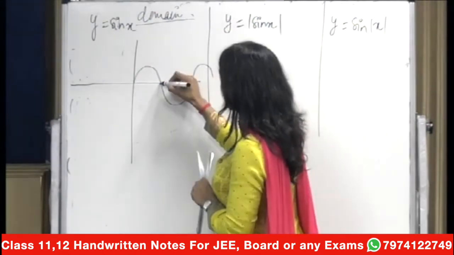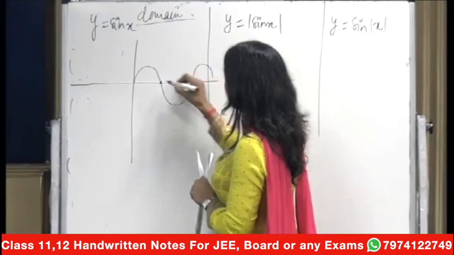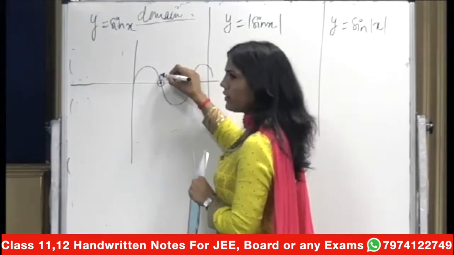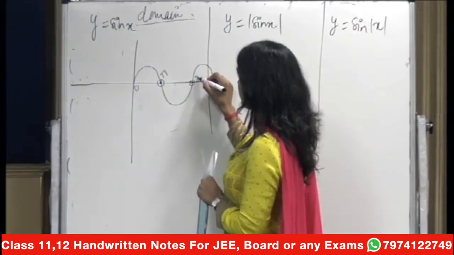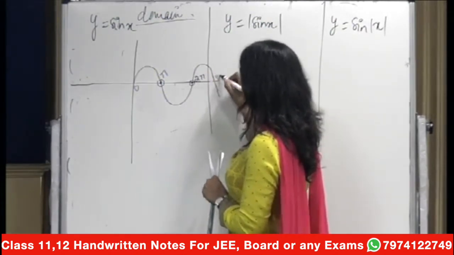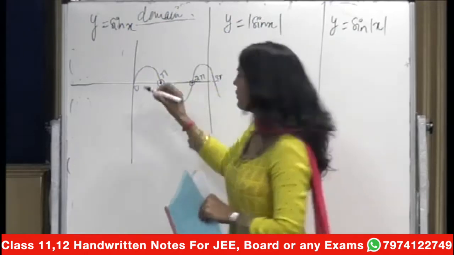And what are these points? This value here is pi. This is 2 pi. This is 3 pi. This is the graph, na?